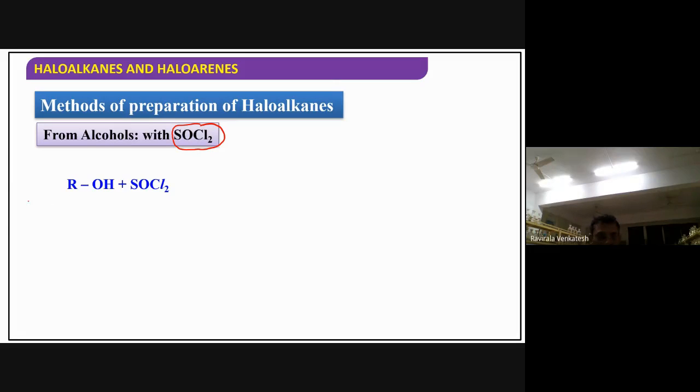Now the alcohol is the same. The reactant is the same, but I have taken sulfonyl chloride here. The name of this one is sulfonyl chloride. In the presence of pyridine. This is the solvent we generally take here. It never participates in the reaction; it just provides the medium as a solvent.